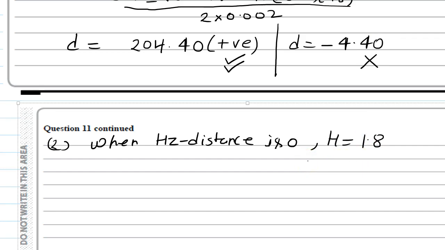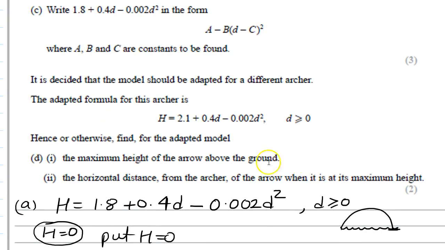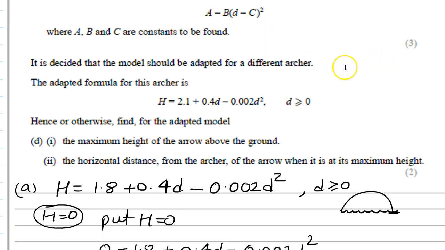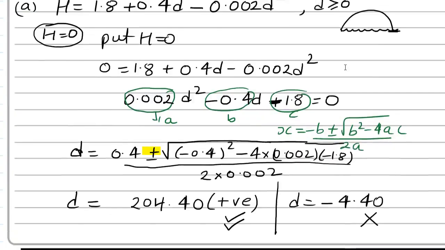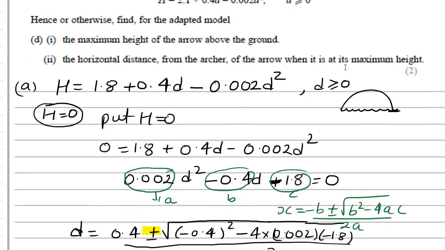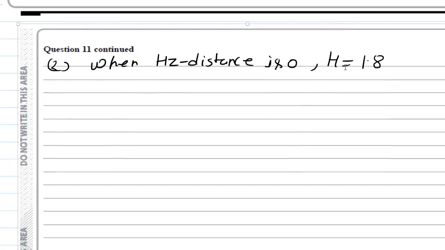Now the C part. It is showing, write 1.8 plus 0.4d minus 0.002d square in the form a minus b(d minus c) square. So if you see here, it is clearly written (d minus c) square. So definitely we need to use completing the square, and the question will be very easy because it is just a 3 marks question. So let me solve the C part now.